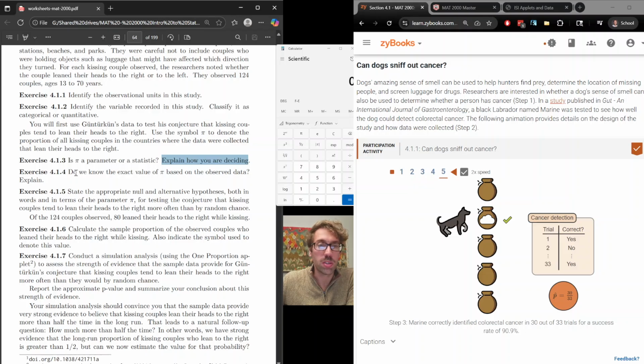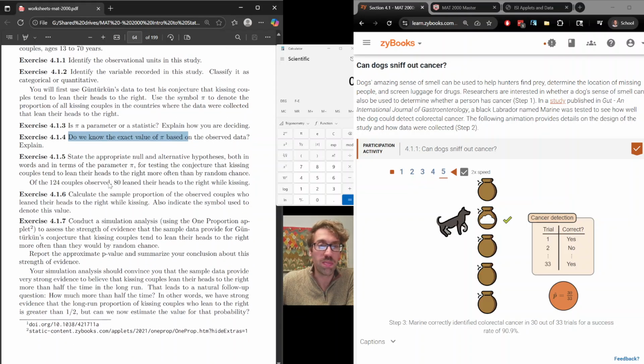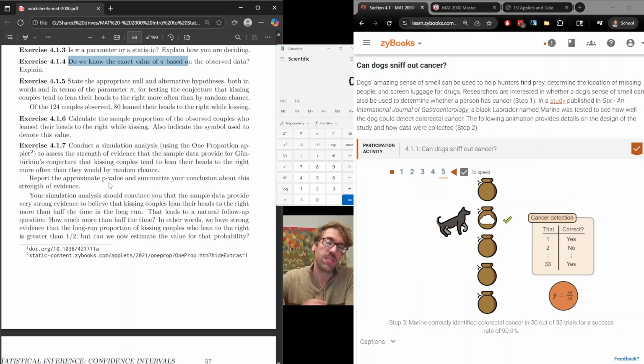And then number 4, do we know the exact value of pi based on the observed data? That's a review question. Number 5, state the appropriate null and alternative hypothesis, both in words and in terms of the parameter pi, for testing the conjecture that kissing couples tend to lean their heads to the right more often than by random chance. So more often than random chance would be, what proportion would you expect if it were random? If it were random, it'd be a certain proportion, and then use that number in your null and alternative hypothesis.